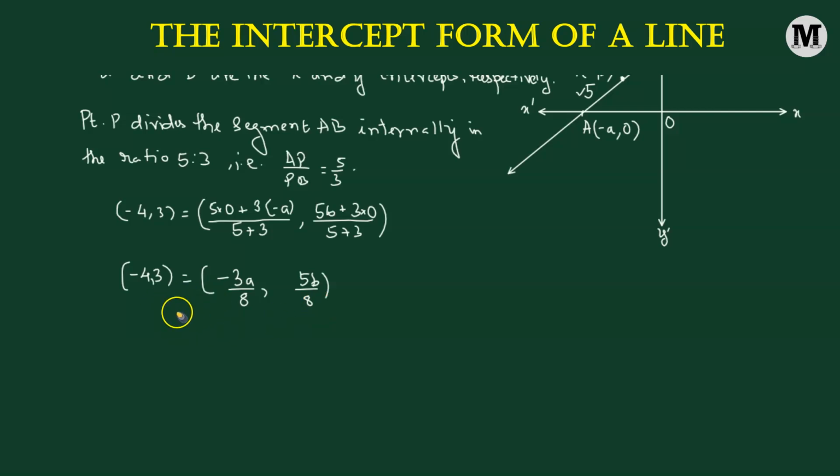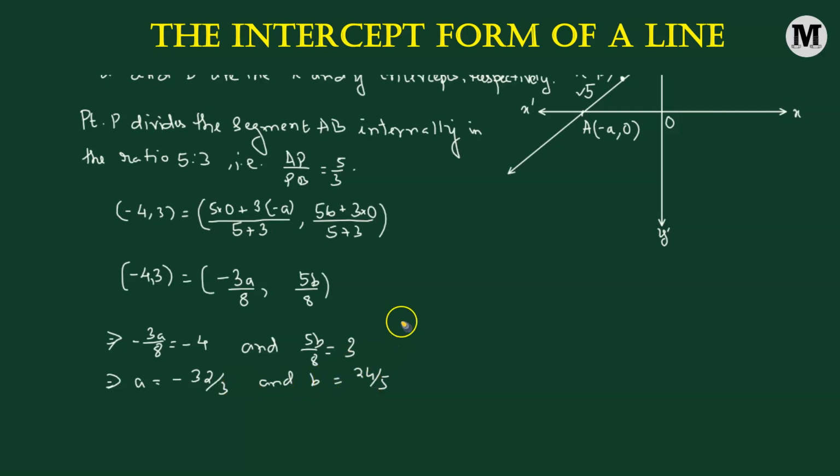Now since the two coordinate points are equal, we can equate them. That's going to give us -3a over 8 equals -4, and 5b over 8 equals 3. So solving, a comes out to be 32 over 3, and b comes out to be 24 over 5. So we have obtained the values of a and b.